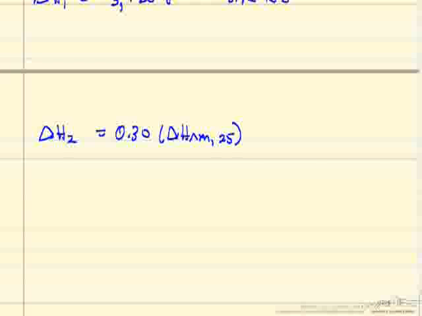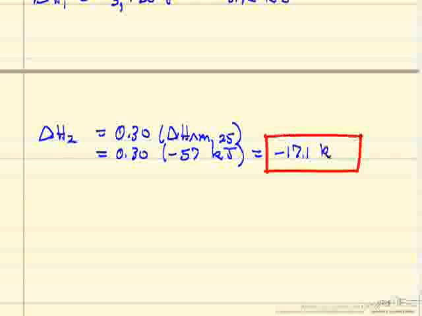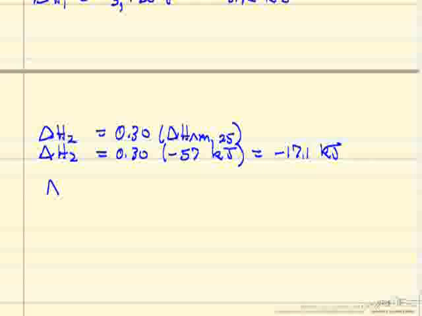Now the next term, delta H2, is due to the reaction. It's 30% conversion, so we have 30% of the heat of reaction, which, remember, we have at 25 degrees C, so this is minus 57 kilojoules per mole. We're reacting 3/10 of a mole, so this is minus 17.1 kilojoules. And then the third term, delta H3, is very similar to delta H1 with just more species, so we won't go through it in as much detail.